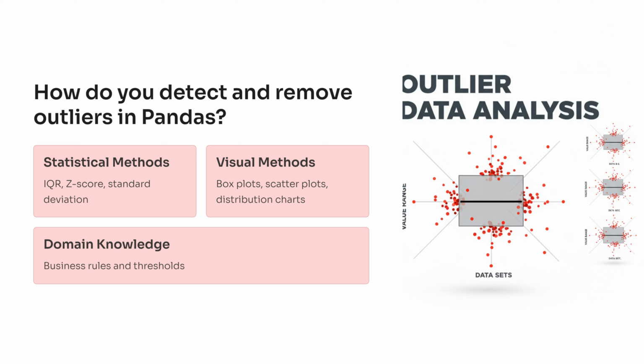3. Domain knowledge. And finally, domain knowledge. Sometimes, an extreme value isn't wrong data. A transaction that's 10 times higher might belong to a VIP customer, not a data entry mistake. So always combine your statistical checks with context. That's what separates the data analyst from a data scientist.